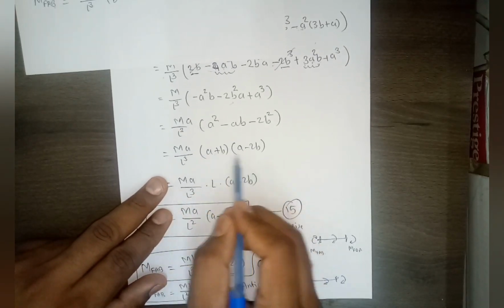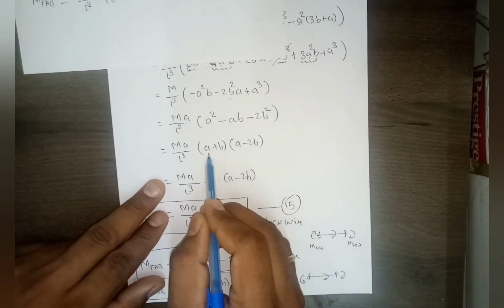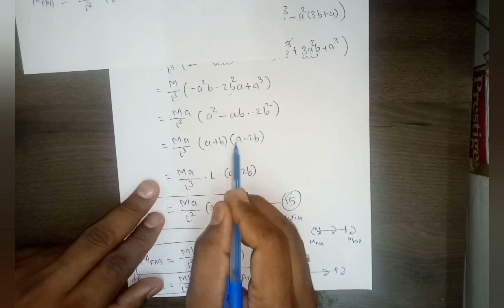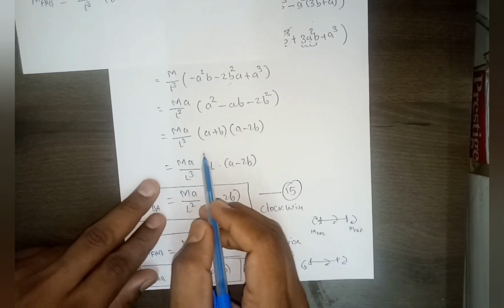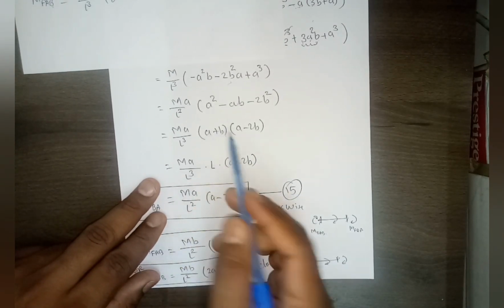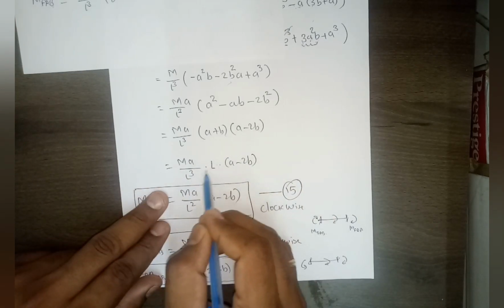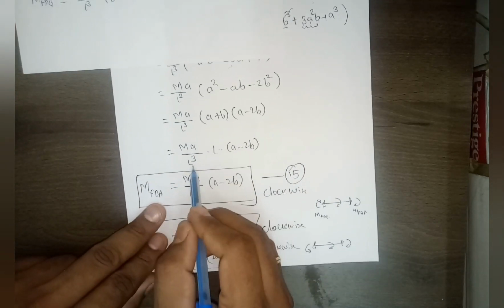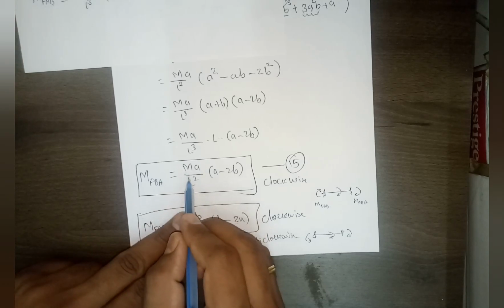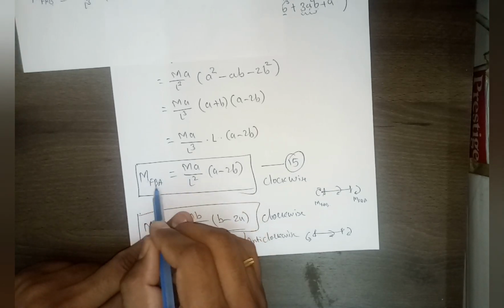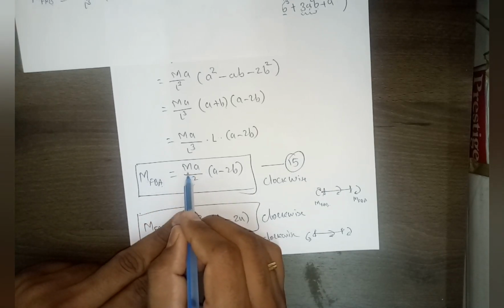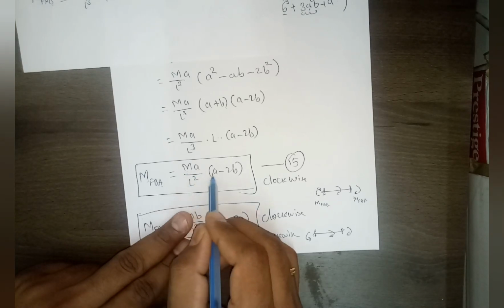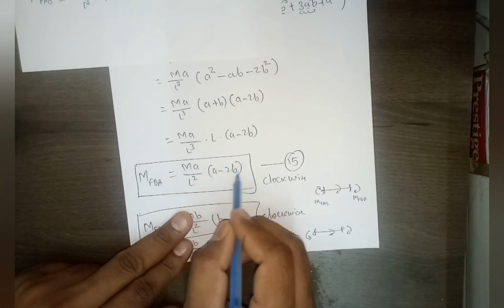Now you rearrange the terms, and if you write down again in terms of brackets, we'll get this 2 bracket a plus b in bracket a minus 2b. So now this a plus b we already know it is L, so this L square, L cube will get cancelled and you will get square term. So finally what we get, MFBA is equal to MA by L square in bracket a minus 2b, right?